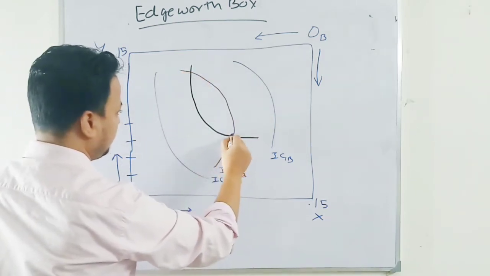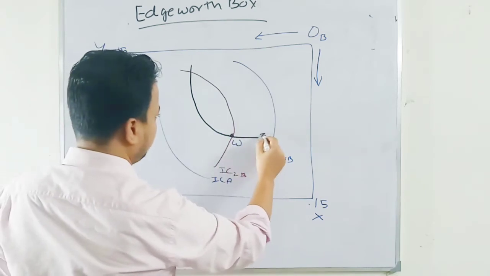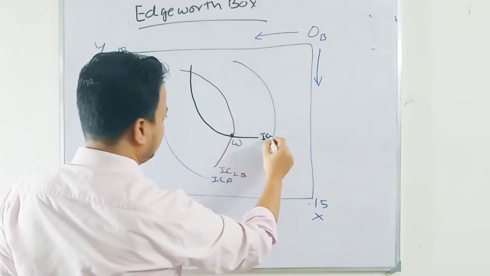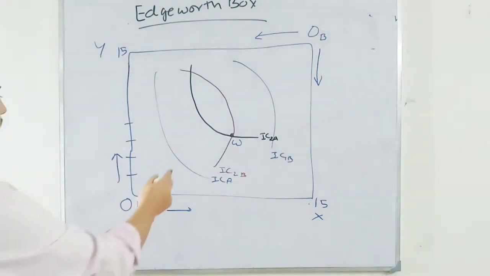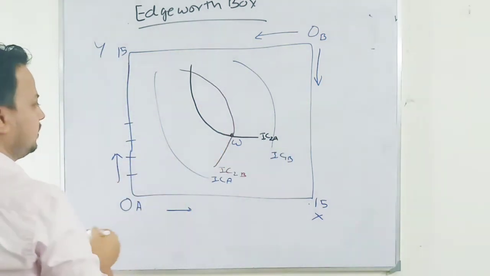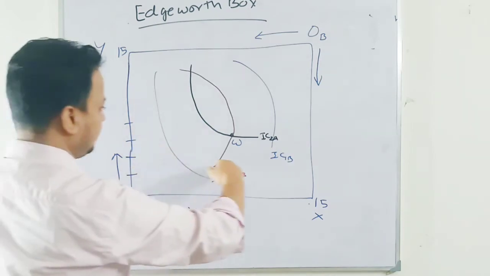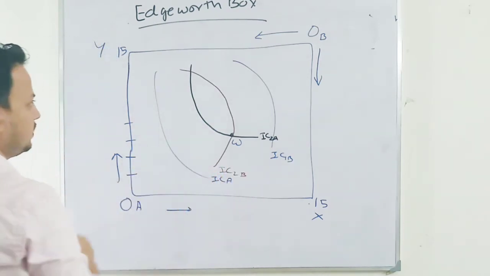Passing through this endowment bundle, this is the second IC of consumer A. This is the first indifference curve, this is the second indifference curve. I just drew it this way.